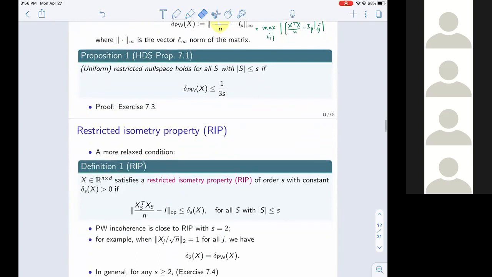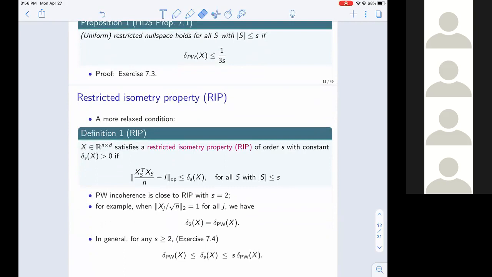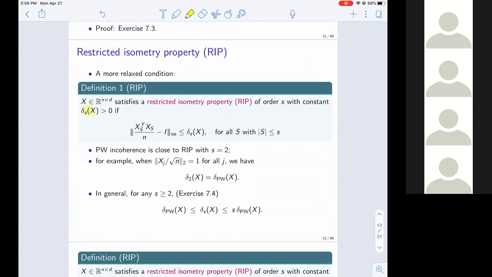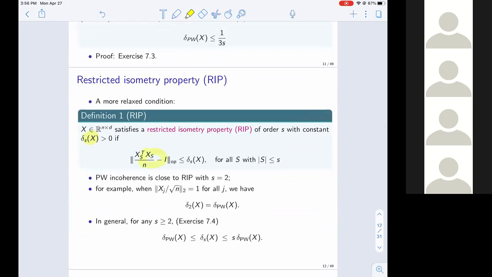The next common popular condition is the restricted isometry property. And this is more relaxed, and it's defined like this. We say that X satisfies the restricted isometry property of order s with constant delta s if this deviation from the identity, measured in the operator norm, is bounded by this constant for all subsets S of size at most s.